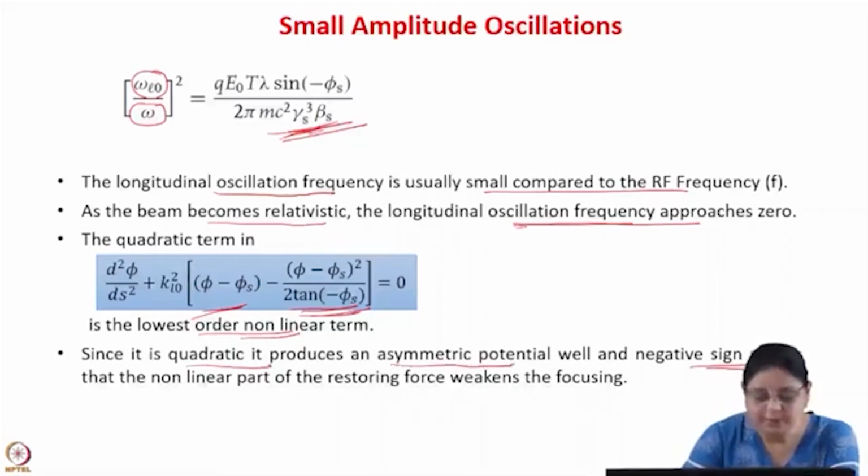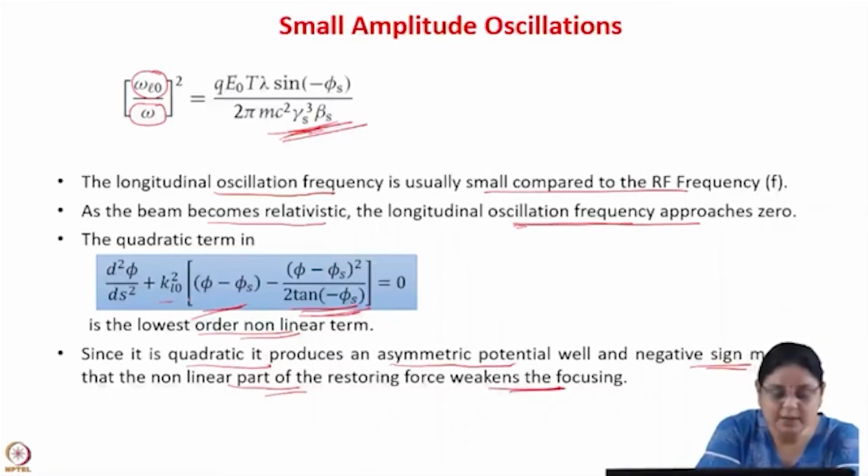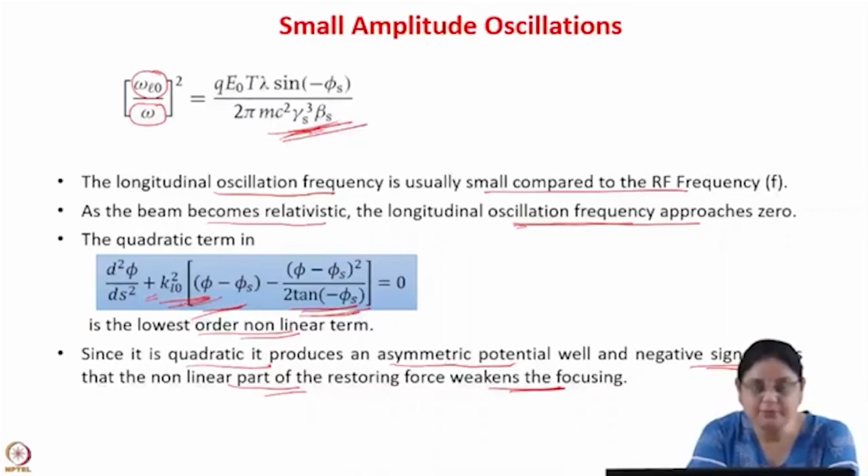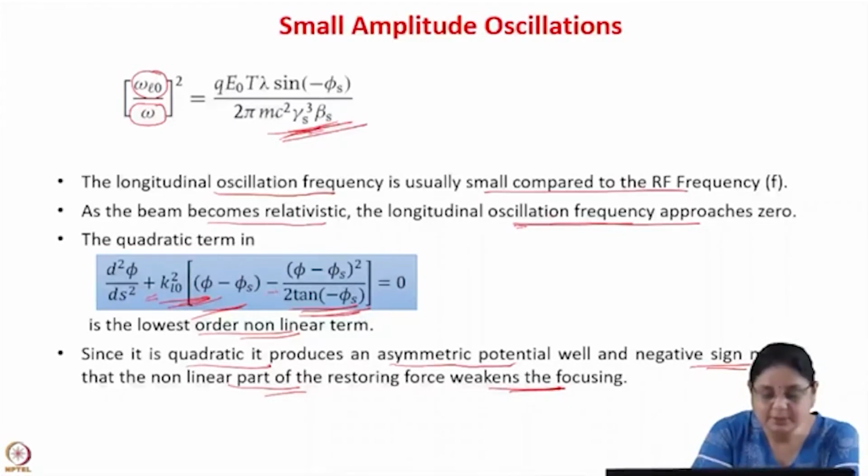And the negative sign means that the nonlinear part of the restoring force weakens the focusing. Now this part of the force, which is linear, comes with a positive sign. So it is a restoring force. It focuses the beam in the longitudinal direction, or in other words, under the influence of this term, the particles execute stable motion around the synchronous particle. Whereas this term comes with a negative sign, so this is a defocusing term. It will make the beam unstable, but its magnitude is small as compared to the linear term.